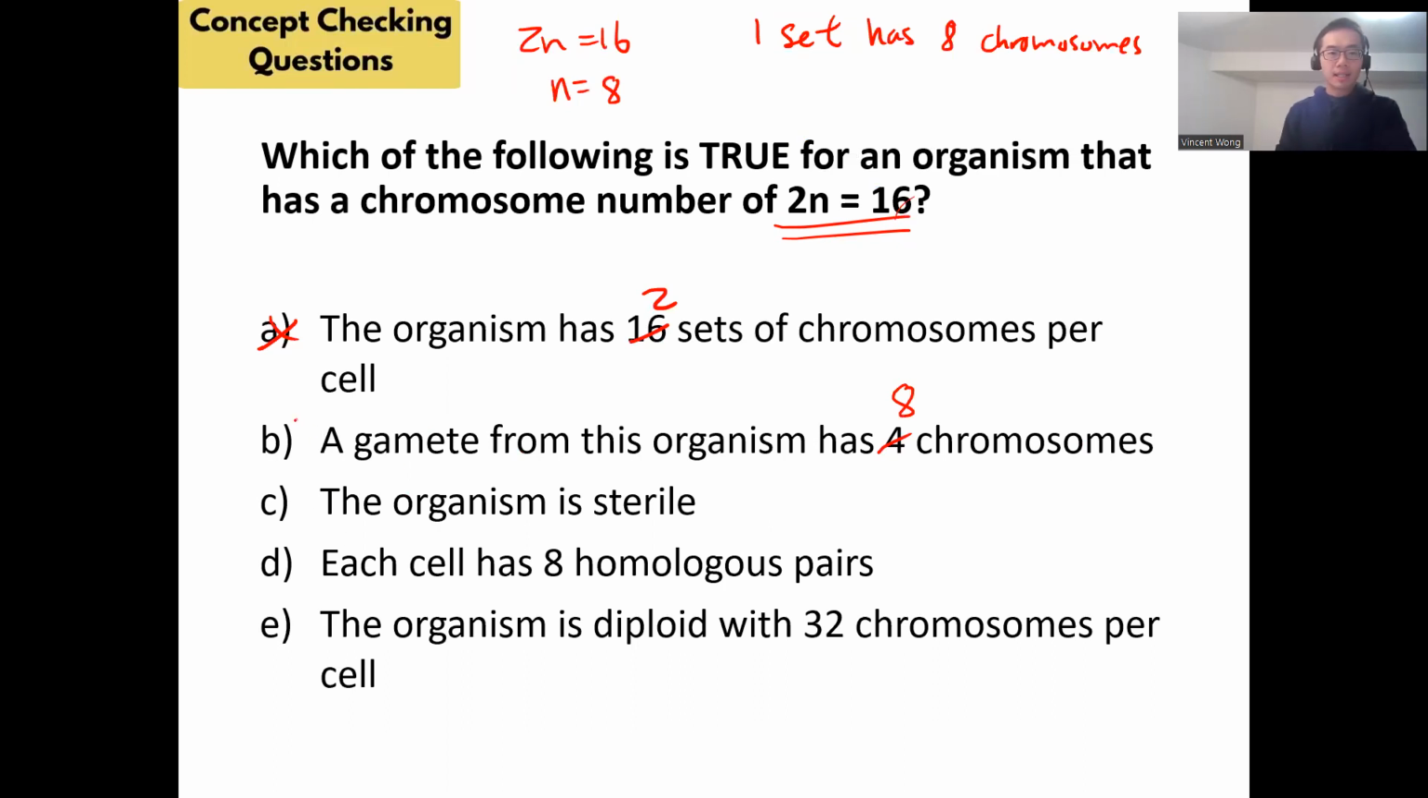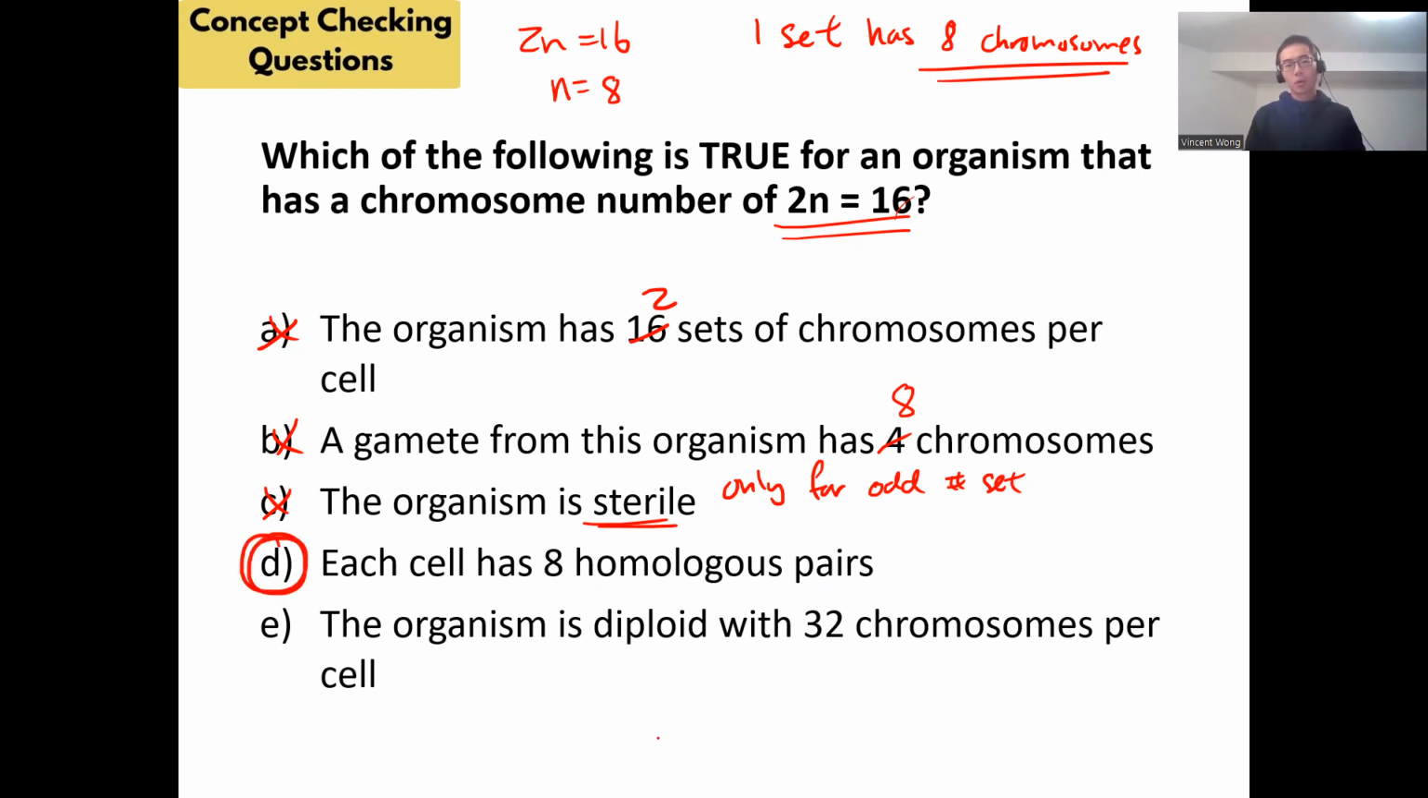The organism is sterile. That's not true. Sterile means an odd number of chromosome sets, right? So 2n is not sterile, only for odd number sets. Each cell has 8 pairs of homologous chromosomes. That's true. One set has 8, and it has 2 sets, right? So 8 pairs. That's the correct one. Organism is diploid with 32 chromosomes per cell. Nope. 16 chromosomes per cell. It says right here.